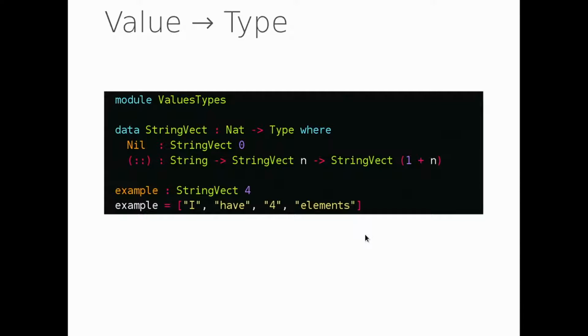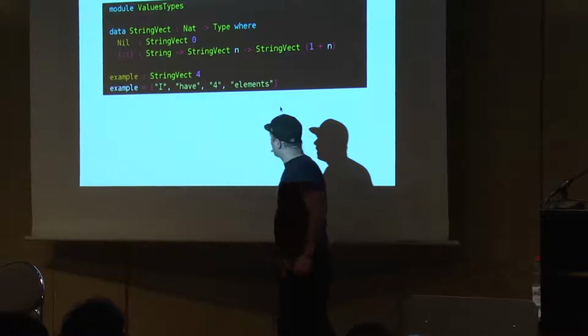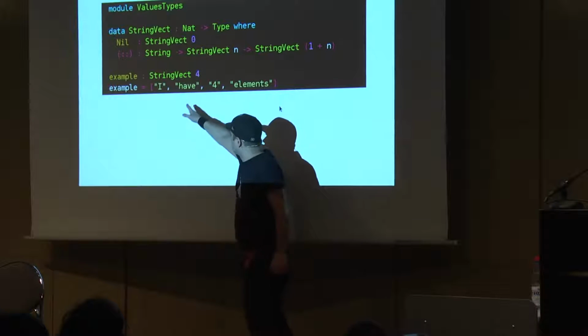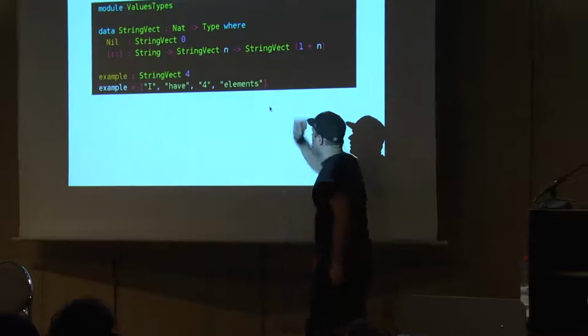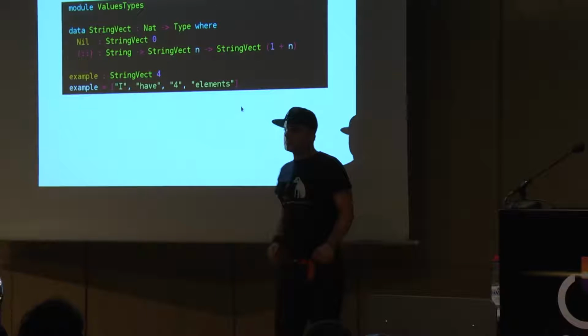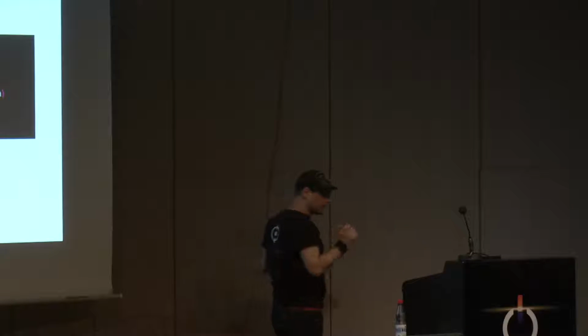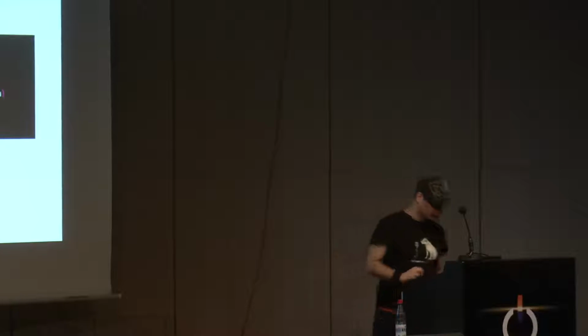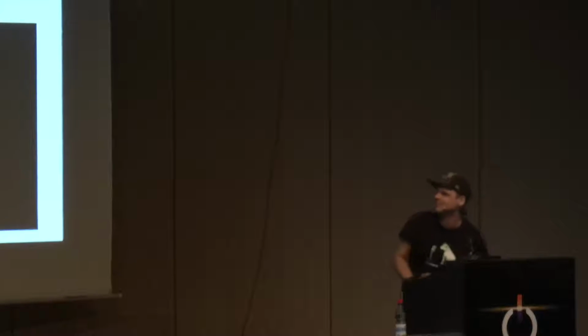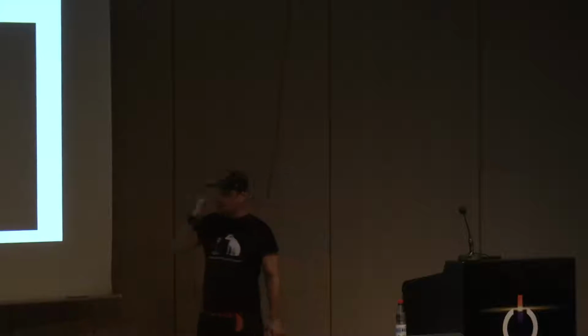So whenever we've got a function that we can use on the value level, we can use that on the type level, as long as it's total. So this is just an example. It's a string vector of length 4. I have 4 elements. If I were to delete one of these elements, it obviously wouldn't compile anymore. It would complain, hey, these lengths don't match up. Okay, this is too large. So, we can have our cake and eat it too.